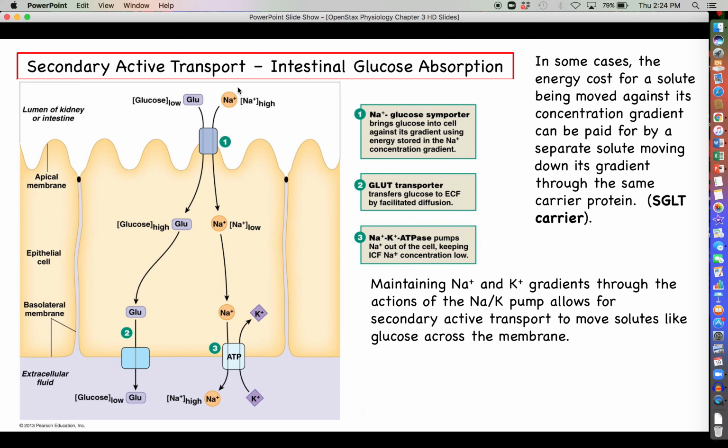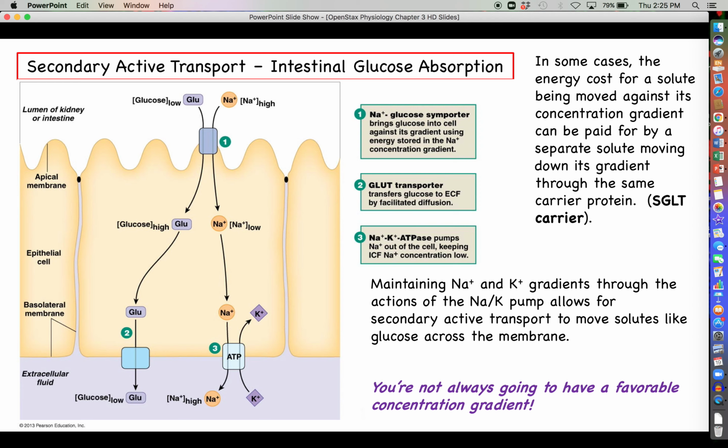We make sure that we maintain a strong concentration gradient for both sodium and potassium, because these sodium and potassium concentration gradients are used for secondary active transport. Secondary active transport is not possible if you do not have these strong concentration gradients. And the sodium-potassium pump is responsible for maintaining the concentration gradients for both sodium and potassium. As long as we've got those gradients, we've got a store of potential energy that we can tap into if we ever need to move something like glucose against its concentration gradient.